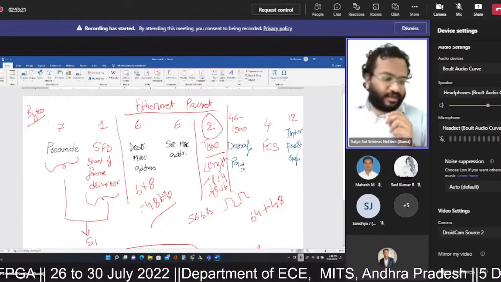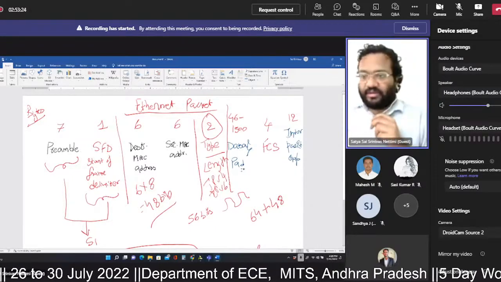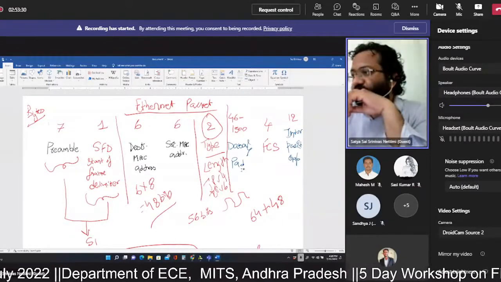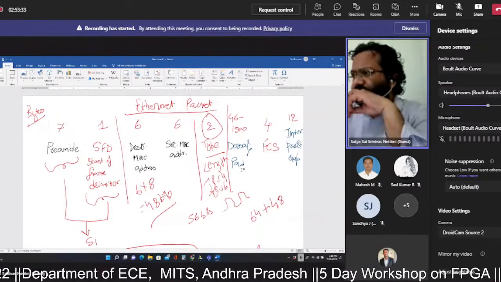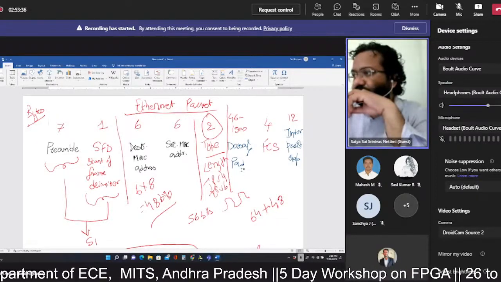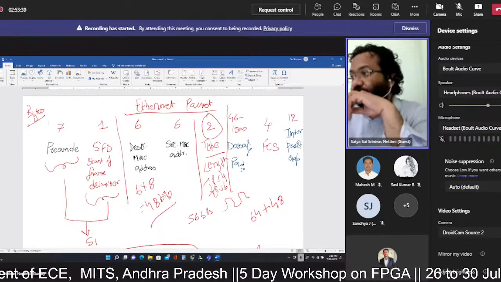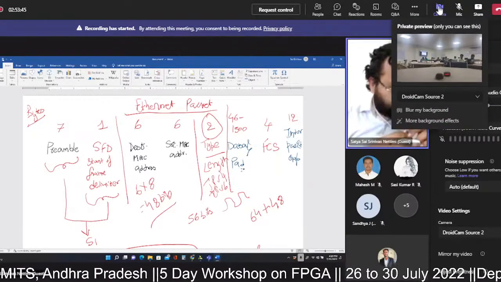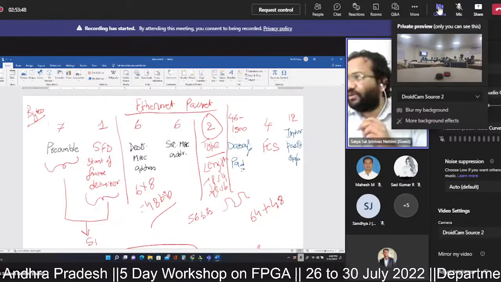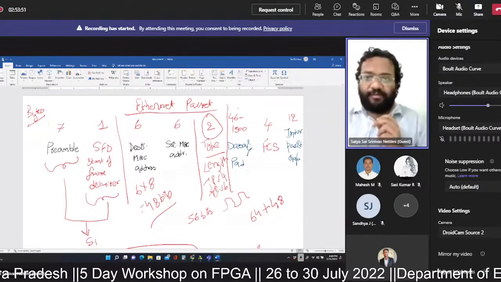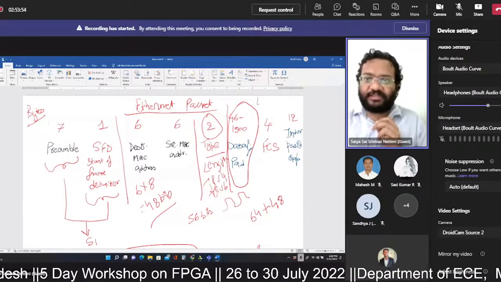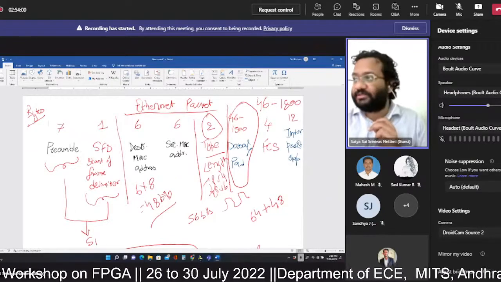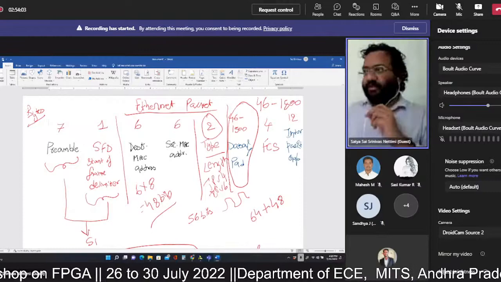Now we have data. The data is 1500 bytes, but at least it should have 46 bytes. The minimum data size should be 46 bytes, and the maximum it should be 1500 bytes. So it is a pretty big data field.